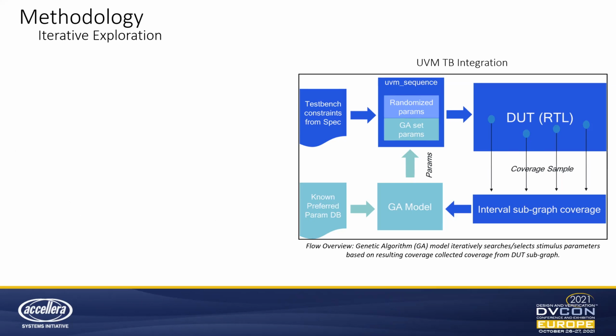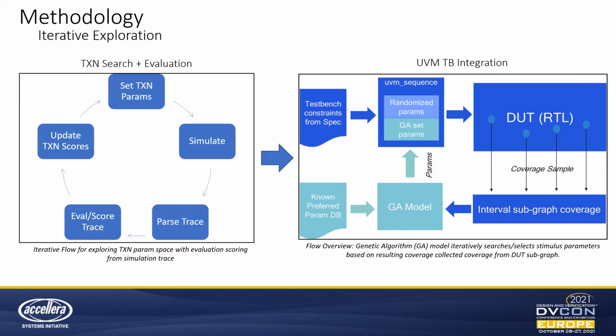So the reasoning for the genetic algorithm model choice is to search a large input space for the best stimulus. Using the test bench integration as previously described, the transaction space can be explored as defined by UVM transaction items. In this way, we aim to use a search and evaluation methodology to select these transaction items. This iterative search and evaluation method is described here on the left-hand side.